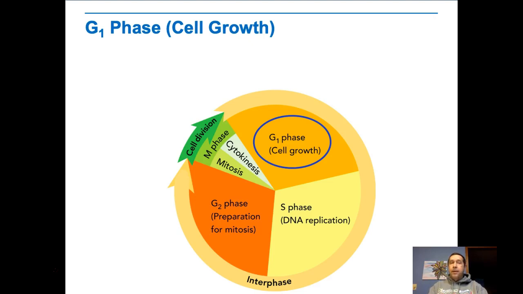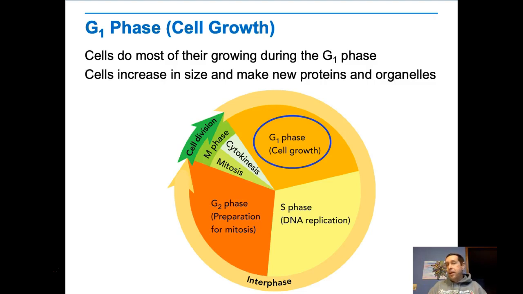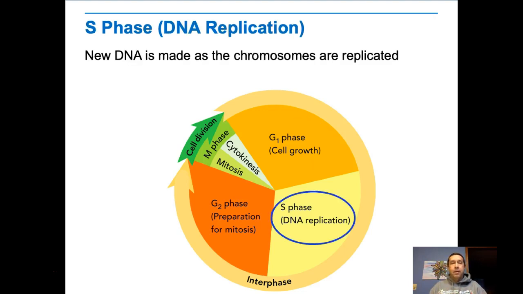So let's talk about interphase a little bit first. Interphase is divided into three steps: G1, S, and G2. G1 is the first growth phase. This is when the cells do most of their growing. This is right after the cell has split, so it's the smallest it's going to be. The cell starts to grow. It's also making proteins and organelles that the cell is going to need to function as it gets bigger. S stands for synthesis, and it's when DNA replication happens, when the chromosomes get copied.